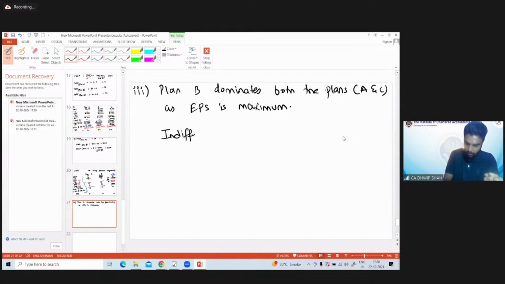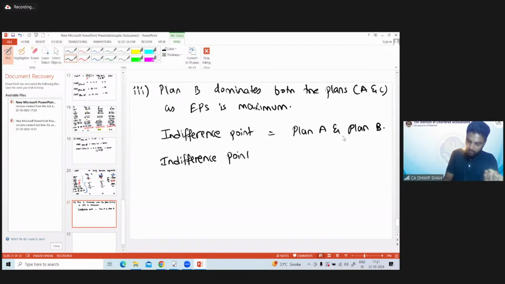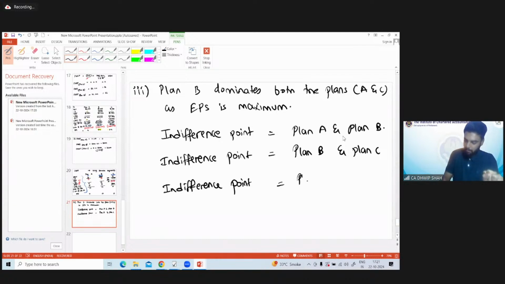So I guess you would have studied that an indifference point at a time can only be calculated between two plans. So the first indifference point would be between plan A and plan B. The second indifference point would be between plan B and plan C. And the third indifference point would be between plan A and plan C. ठीक है, हमें तीन इंडिफरेंस पॉइंट कैलकुलेट करना है इस क्वेश्चन में.